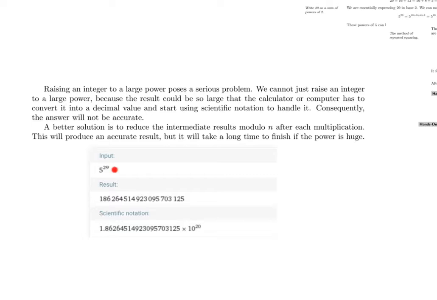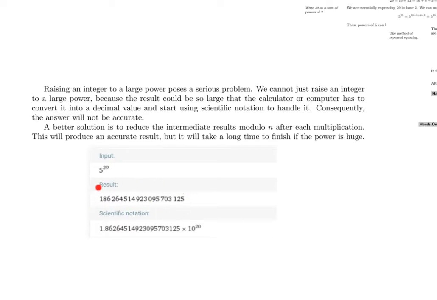So for example, if you plug in 5 to the 29th power in Wolfram Alpha, you're going to get this long number. In scientific notation, it's on the order of 10 to the 20th. So if you were to write a decimal approximation like 1.8626 times 10 to the 20, you'd be missing a lot of stuff. And this is a really big number.